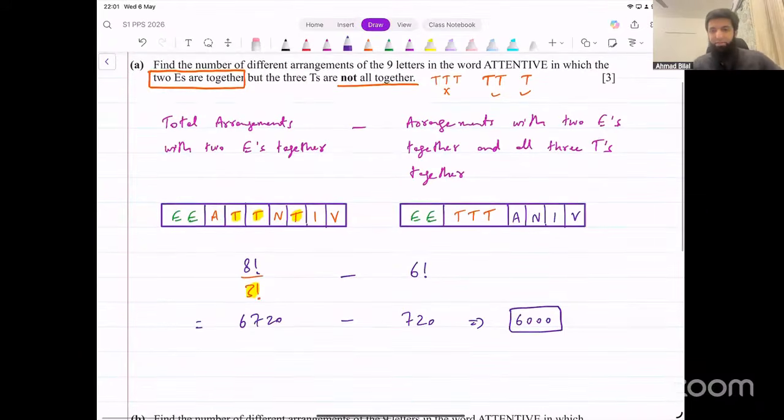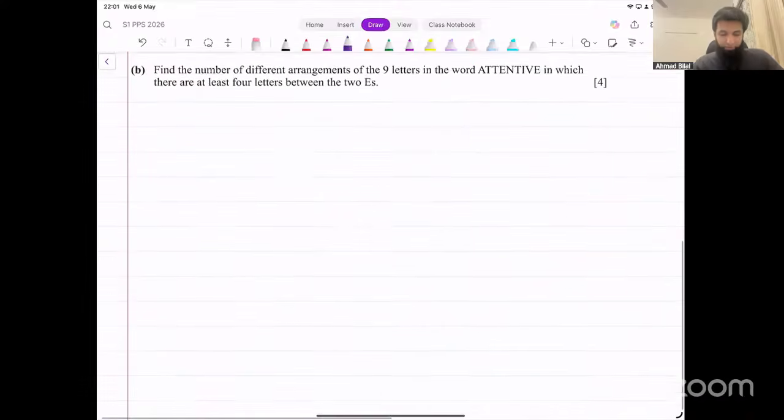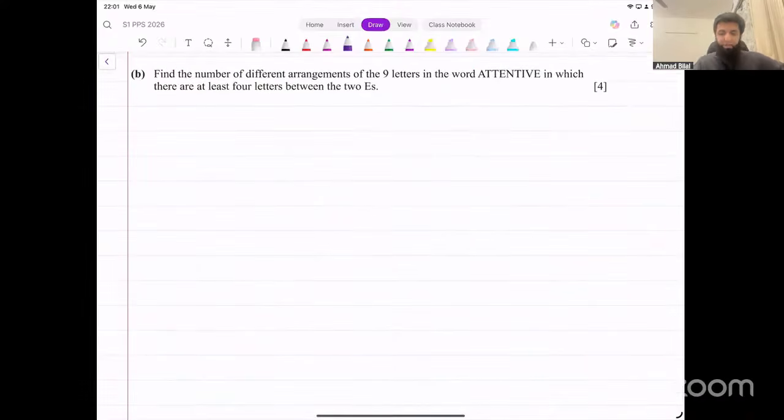Let's look at the next part now. Let's look at the next part, part B. Find the number of different arrangements of the 9 letters in the word attentive, in which there are at least 4 letters between the two E's.